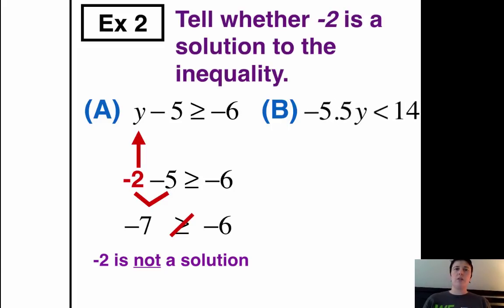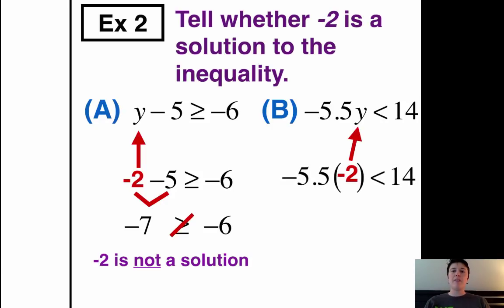Let's try it on another inequality. How about this one with a decimal? Negative 5.5y is less than 14. Same question, is negative 2 a solution? So I'm going to replace the y with a negative 2 and see. Let's test it out. And so I'm going to take that negative 5.5 and times it by negative 2 and see if it's less than 14. Now, if you need a calculator, you could use one. It's a decimal, but hopefully you don't need a calculator on this.